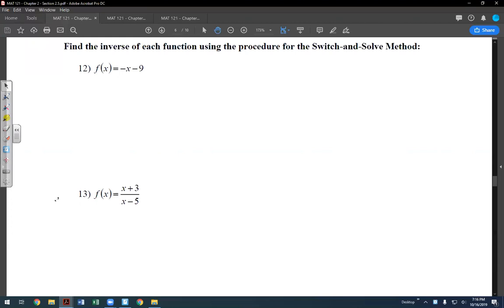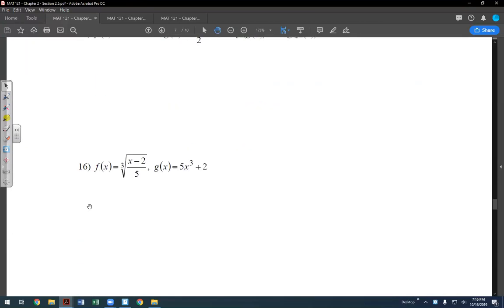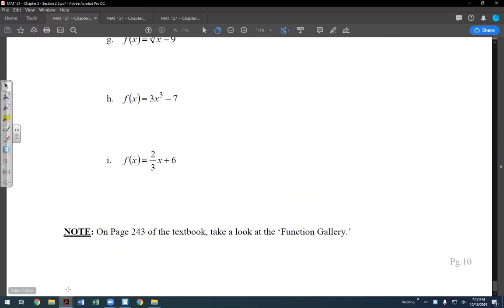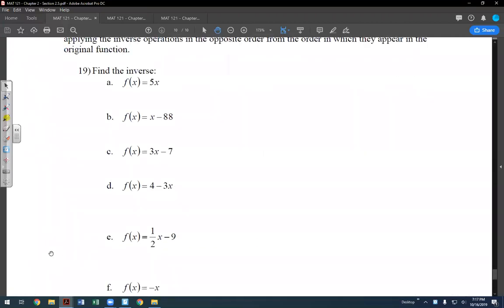For this one, I highly recommend sticking to the switch and solve method. Now, switch and solve method would obviously work for all these examples that we did at the end. So when in doubt, if the mental method seems like, okay, I'm confusing my order or whatever, just go to your switch and solve method and it's going to work every single time. So questions on finding the inverse functions?